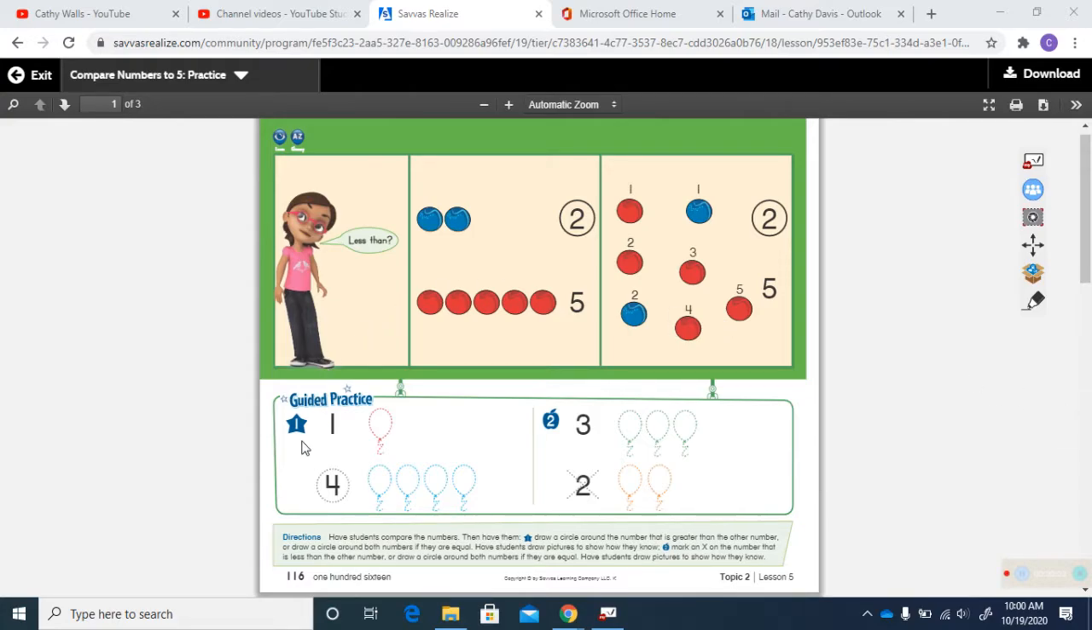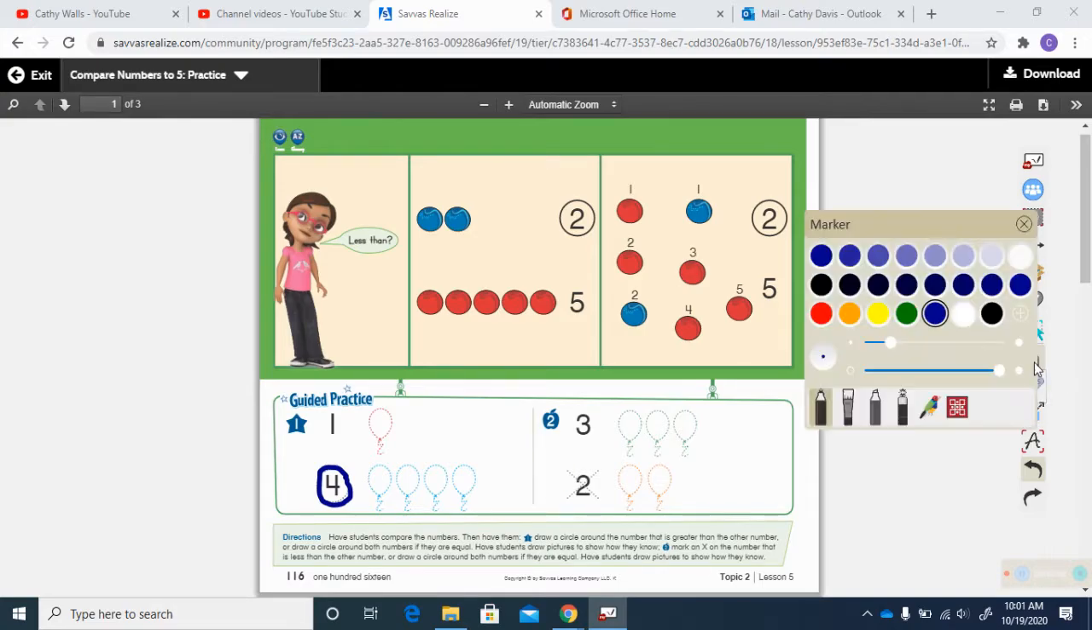Okay, let's look at number 1. We have a 1 and a 4. Now we need to figure out which number is bigger, which number is greater than. If I'm counting, does 4 come before or after 1? Which number comes first? 1, 2, 3, 4. I said 1 to begin with. The number I said last was number 4. So number 4 is greater than number 1. Go ahead and circle number 4.